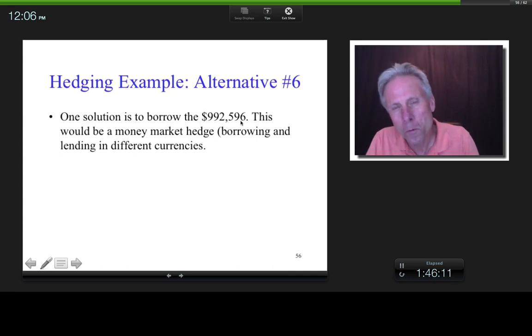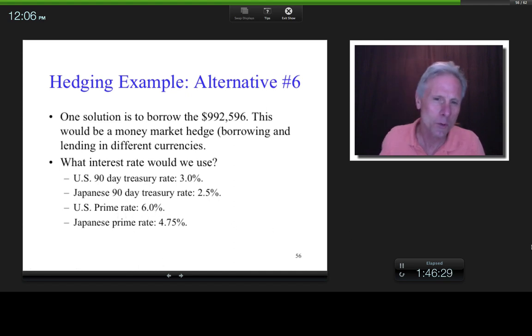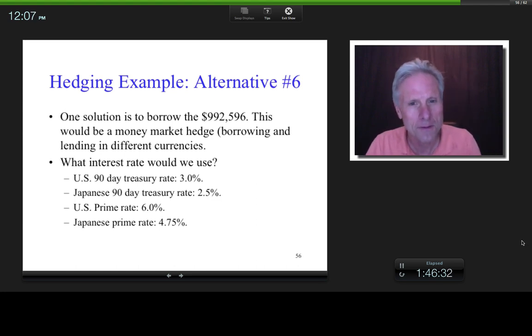So the question is, well, what rate would we be borrowing at? Well, if we look at the various interest rates that I gave you earlier on, these were the interest rates we made up: 3%, 90-day rate, 2.5%, T-bill, U.S., Japanese prime, U.S. prime, Japanese prime, etc. Okay, so we're an American. We're borrowing dollars. So first of all, would the Japanese rates be relevant or irrelevant? Irrelevant, right? Because we're borrowing dollars. So we have a choice of this U.S. 90-day T rate or U.S. prime rate. What would apply to us? The prime rate, right? Of those two, the only choice, it has to be the prime rate.